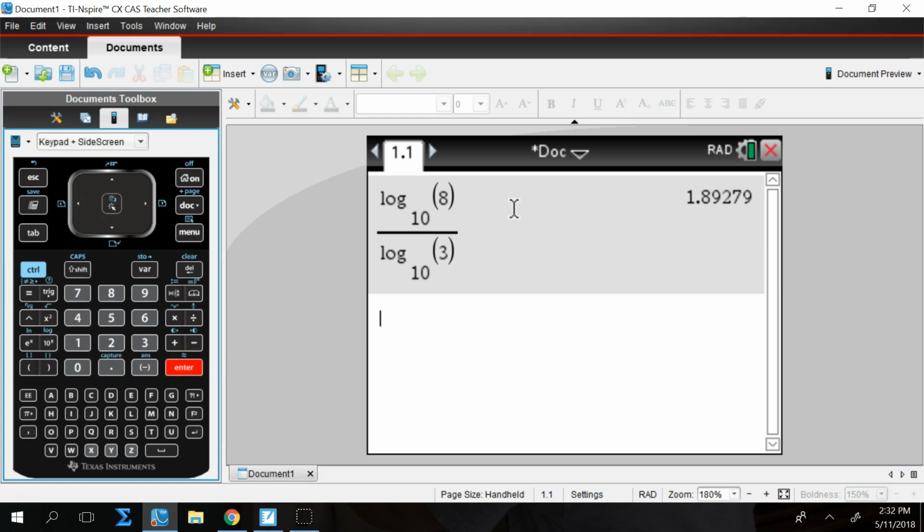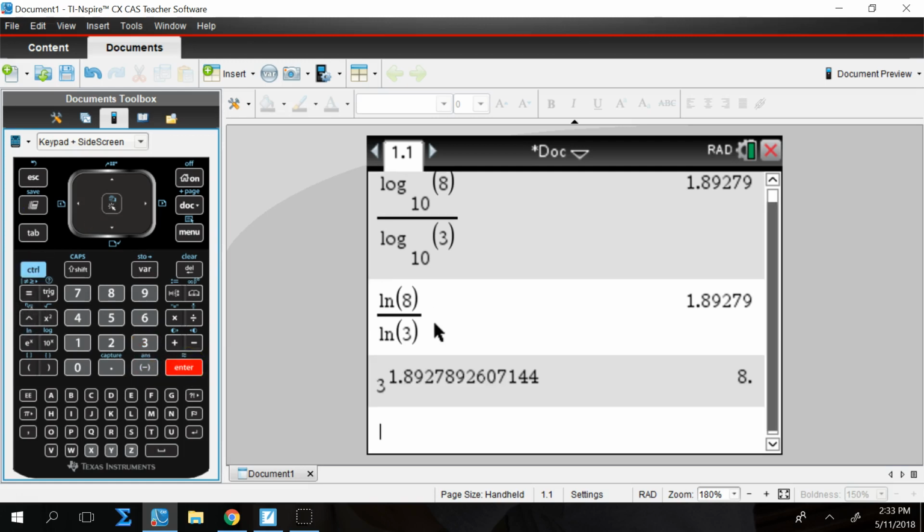And that's going to give me that. Now, on a scientific calculator, you wouldn't see this base 10. You would just see the word log. Okay? So I get 1.89279. Or we could take the natural log of 8 and divide that by the natural log of 3, and it gives us the same thing. Now, just to show you that that's what it is, if I take 3 to that answer, I get 8. It's the exponent that I have to put onto 3 to get 8.